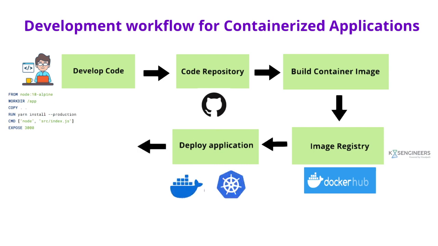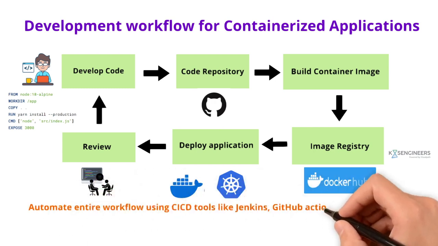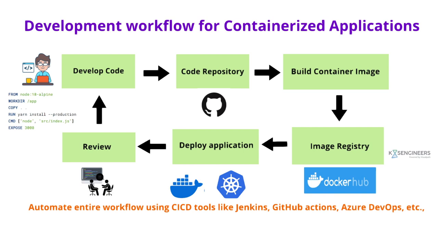Now after deploying the code, again we have to review the application. Once the review is done, if you want any changes to be made, again we have to rebuild the image. And this is the continuous process that we have to do in a containerized platform as a developer. Now this entire workflow that I've shown you right now has to be automated. For that we have to use any one of the automation tools like Jenkins, GitHub Actions, Azure DevOps, AWS CodePipeline, and many more. We have to automate this process, and we also need to know as a developer how to write a Dockerfile as per security best practices.